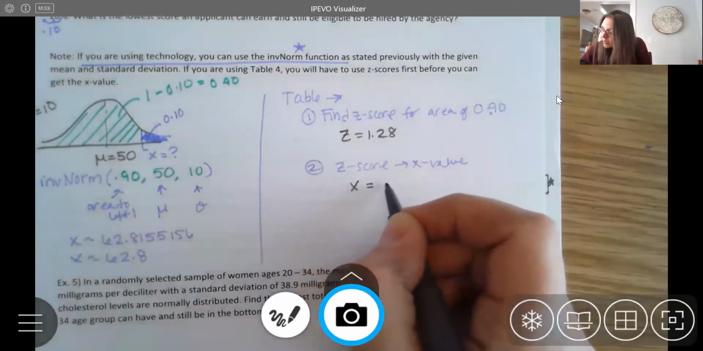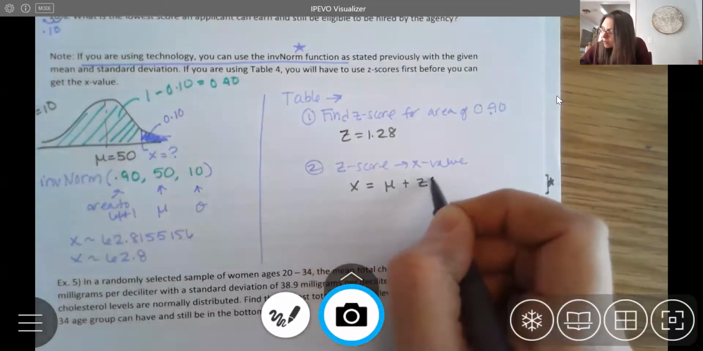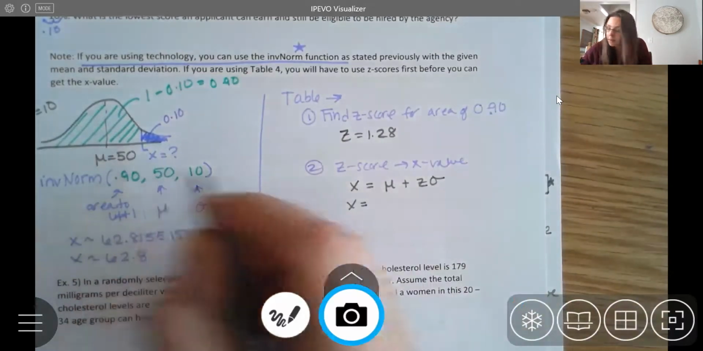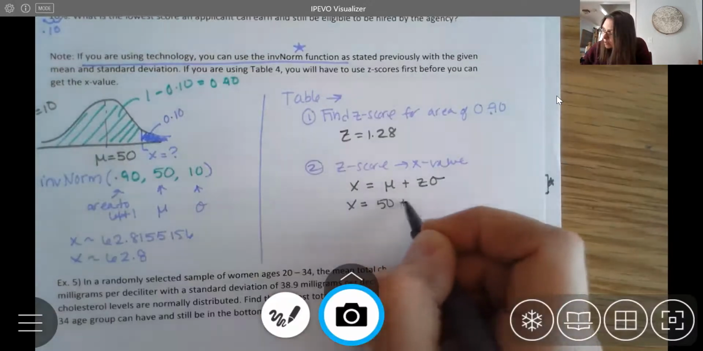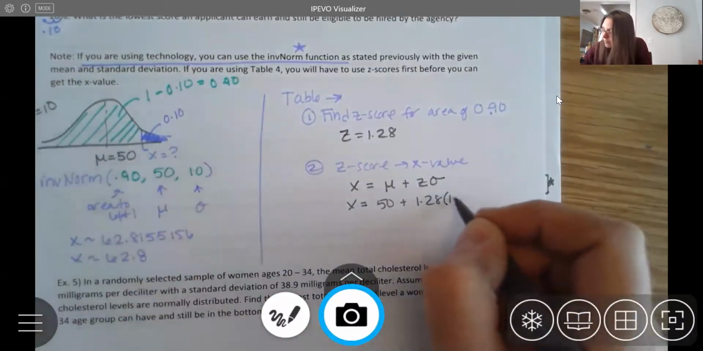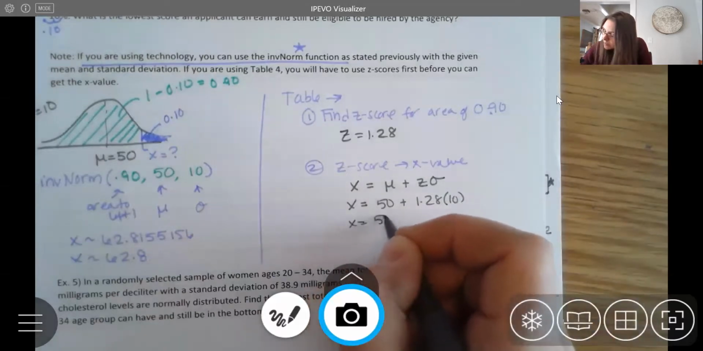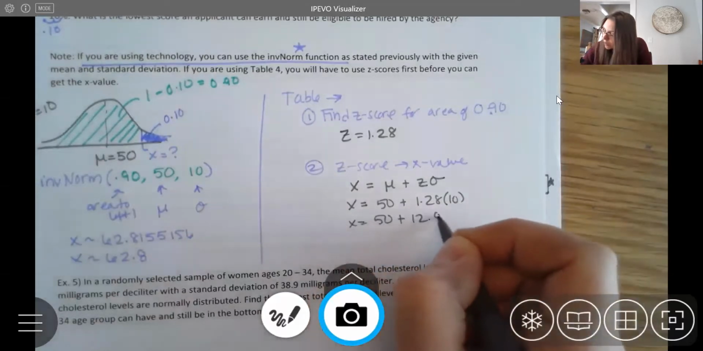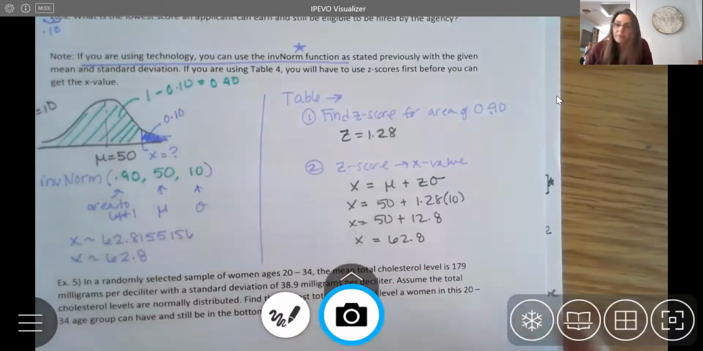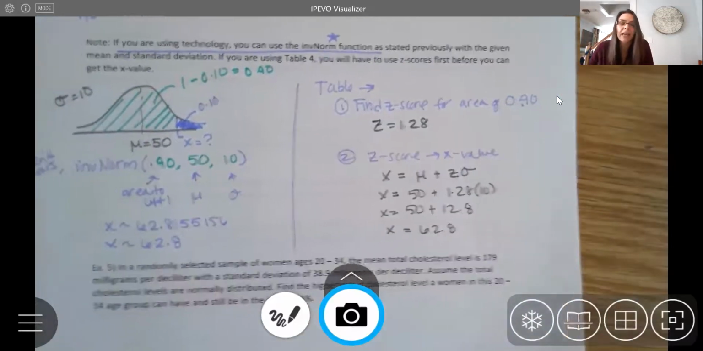So our x value is equal to the mean plus the z-score times the standard deviation. Our mean here is 50, our z-score is 1.28, and our standard deviation was 10. So this becomes 50 plus 12.8, which is 62.8. So we do get the same value.